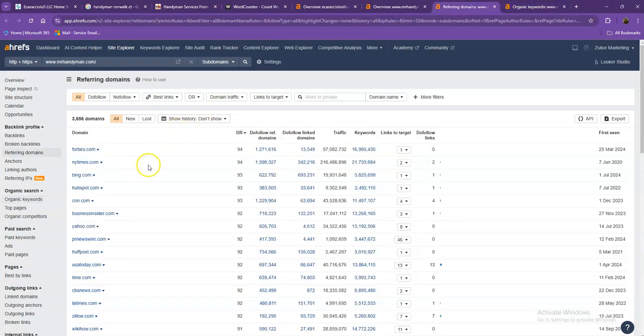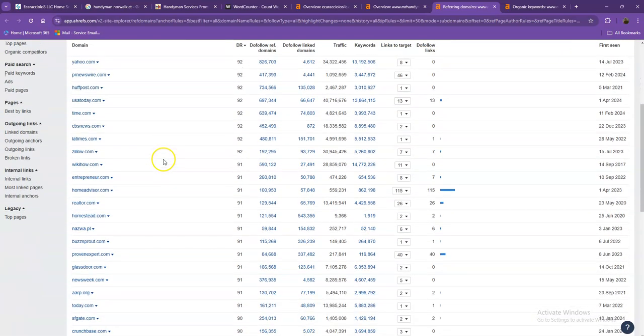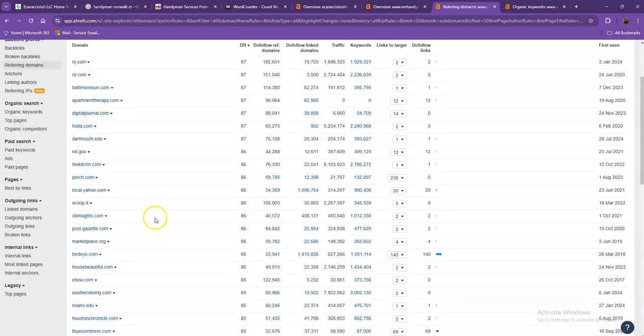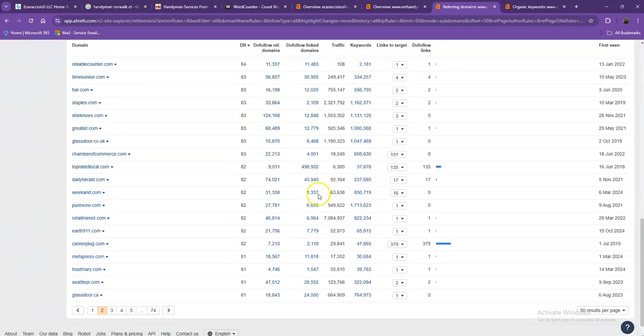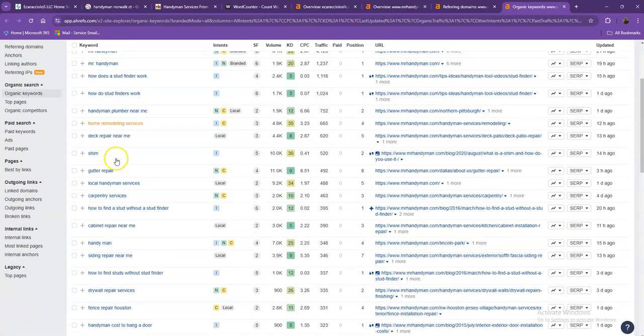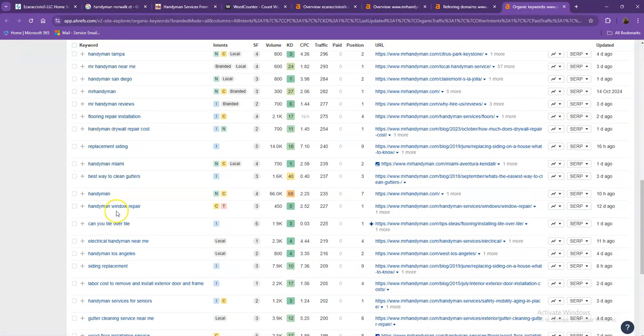Starting off with the referring domains, these are all the directories they're currently listed on that bring them a lot of attention and a lot of traffic. That's why they're also ranking higher in the searches. Next are the organic keywords. These are all the keywords they have listed on their website, so when customers search for the specific words, their website will show on top of the list.